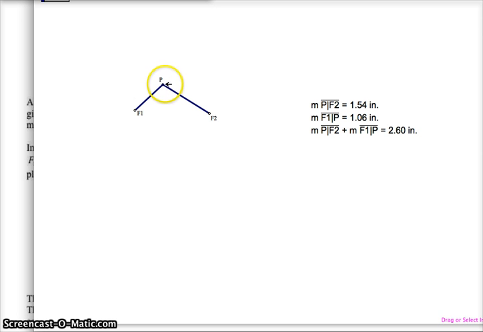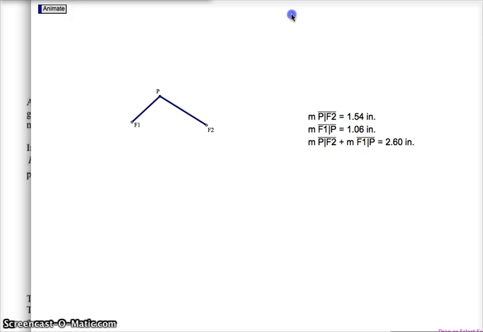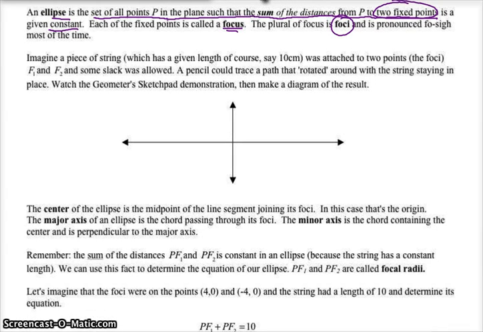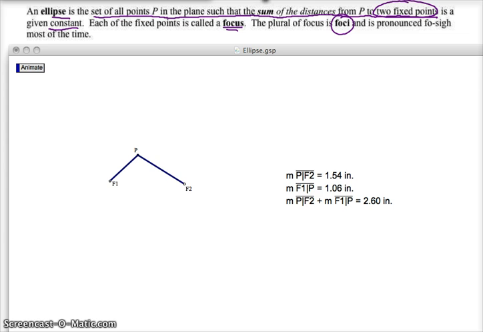Well, that's what the definition says. Let's look at that definition while we're looking at the diagram. Okay, so here's my set of all points P in a plane, and it's the sum of the distances from P to a fixed point and P to a fixed point. So notice over here, the measure of the segment P to F2 is 1.54. The measure of segment from P to F1 is 1.06, and the sum of those two together, right here, is 2.60. So here are my foci, here's my fixed point.